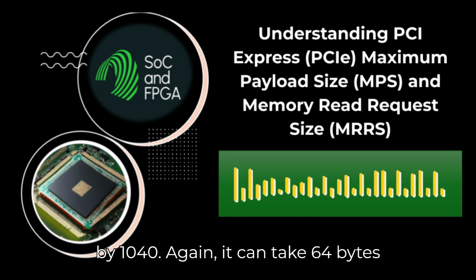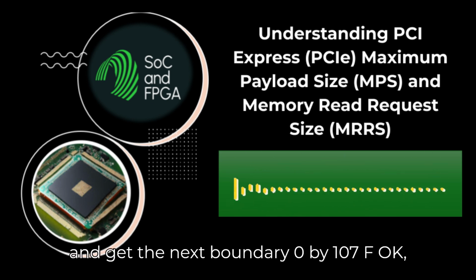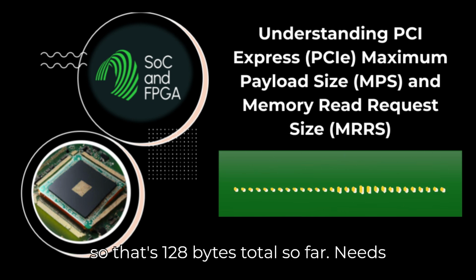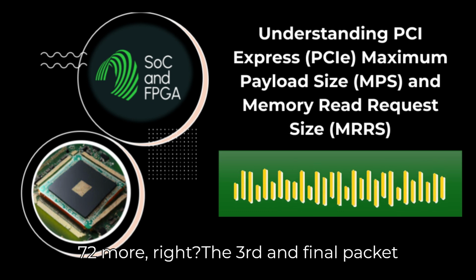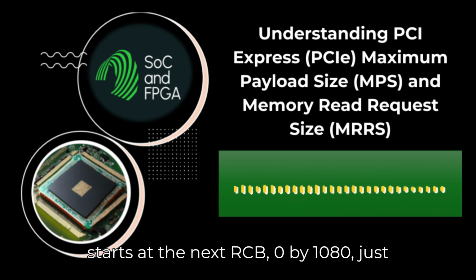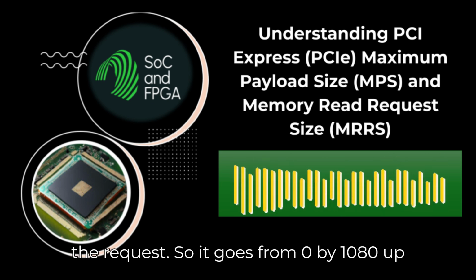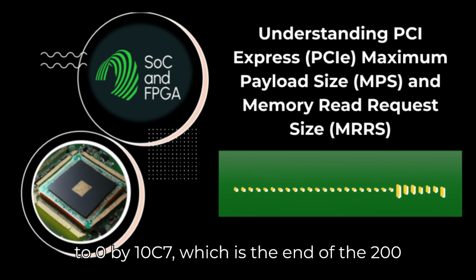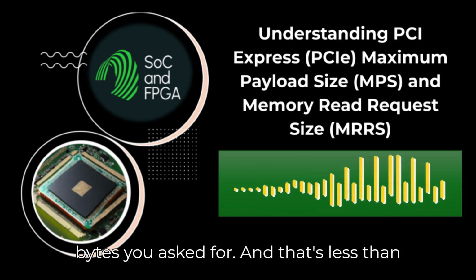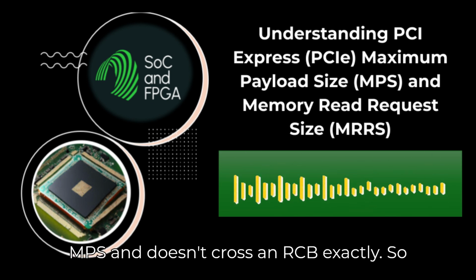Again, it can take 64 bytes, ending at the next boundary, 0x107F. Okay, so that's 128 bytes total so far. Needs 72 more. Right. The third and final packet starts at the next RCB, 0x1080. It just needs the remaining 72 bytes to complete the request. So it goes from 0x1080 up to 0x10C7, which is the end of the 200 bytes you asked for. And that's less than MPS and doesn't cross an RCB.